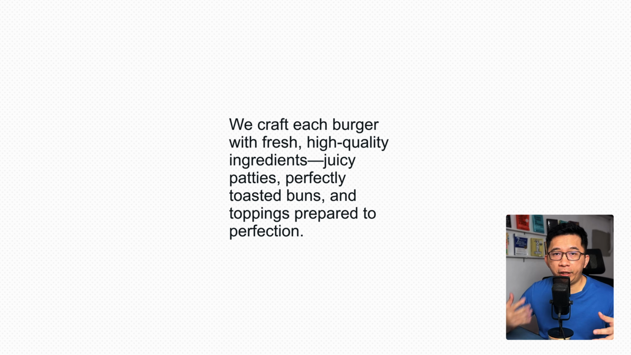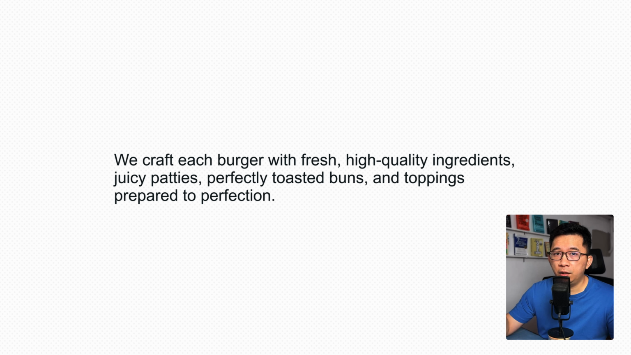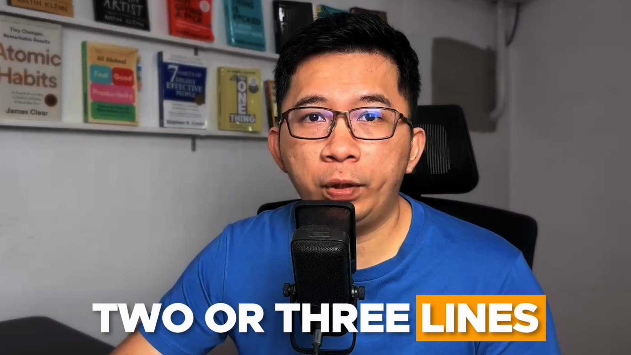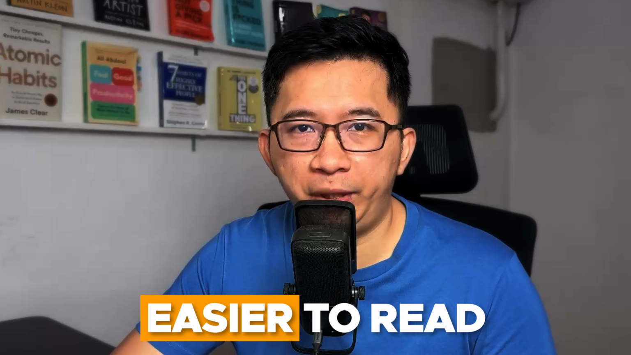Next, let's start working on the paragraph. Right now, it looks cramped and kind of hard to read. To fix this, let's adjust the width so the text will break into 3 lines. Pro tip: keeping your paragraph 2 or 3 lines will make them much easier to read.